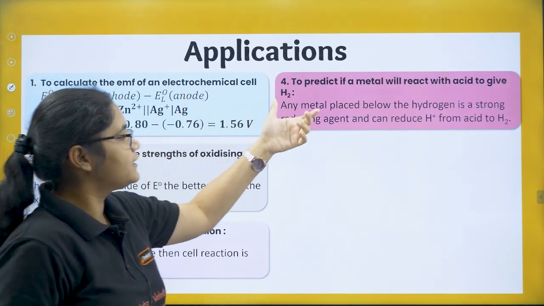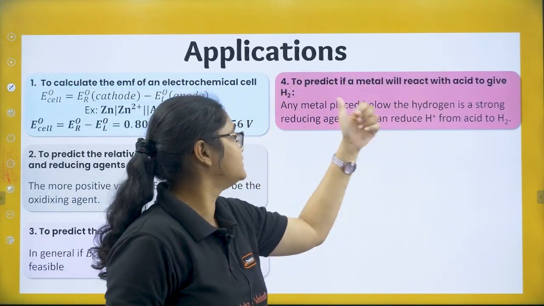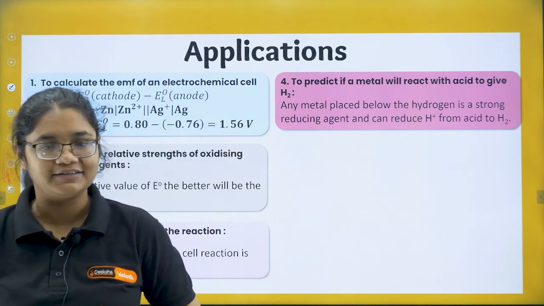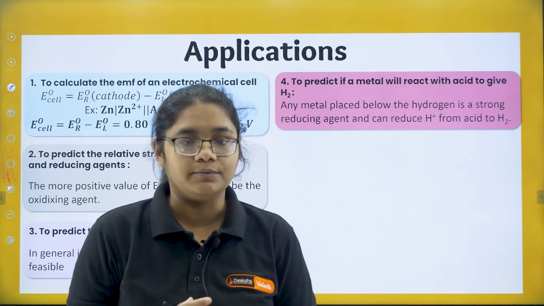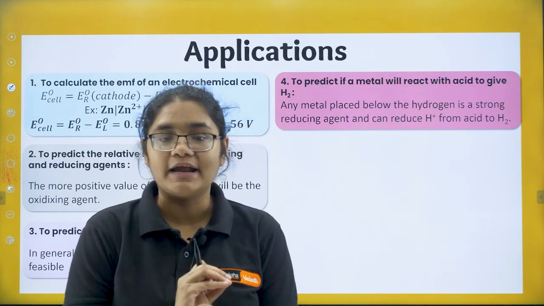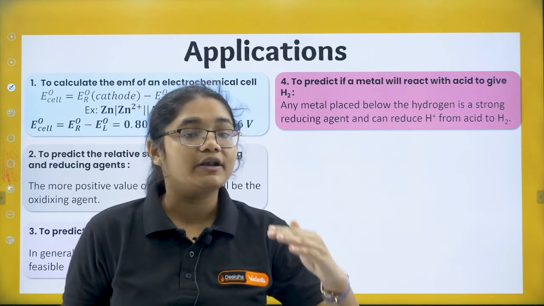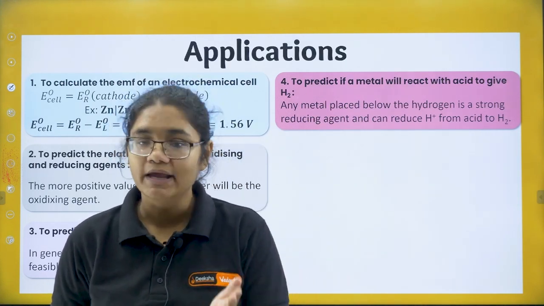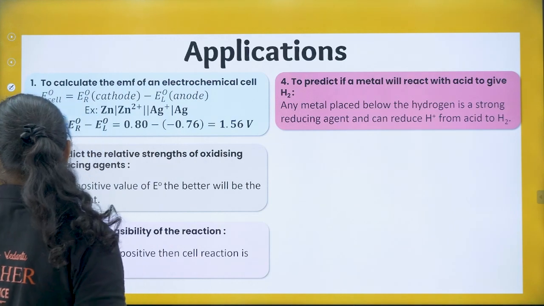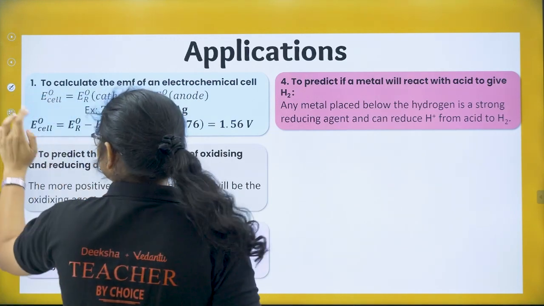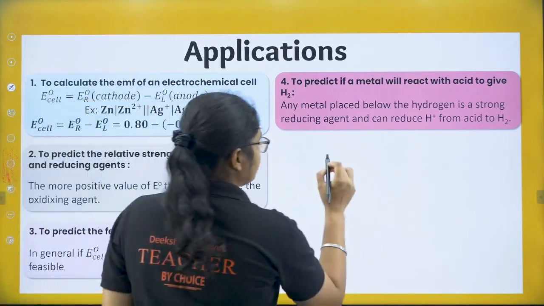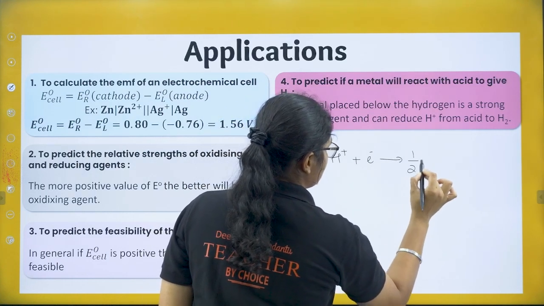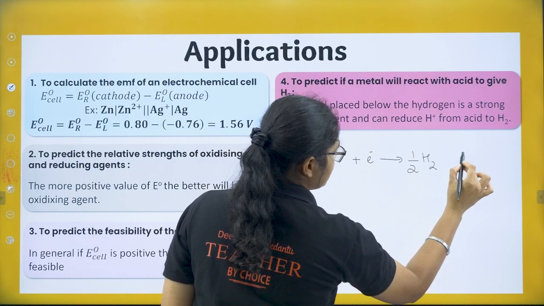Next we have to predict if a metal will react with acid to give H2 or not. This I have discussed in the last class, the copper and the zinc case, right? If the reduction potential is more than 0, then hydrogen gas will not be liberated. If the reduction potential is less than 0, then hydrogen gas will be liberated. Let me explain this once again. So you can see here, hydrogen reduction potential. This is the reduction reaction of hydrogen, which is equal to 0.